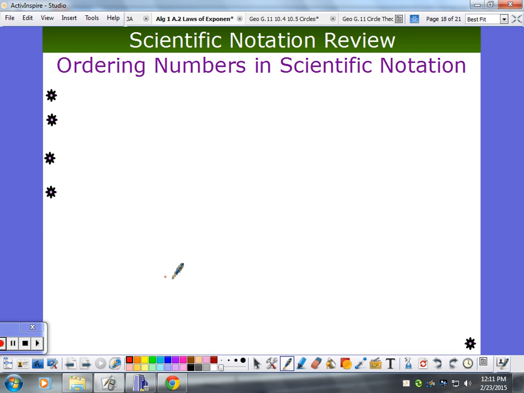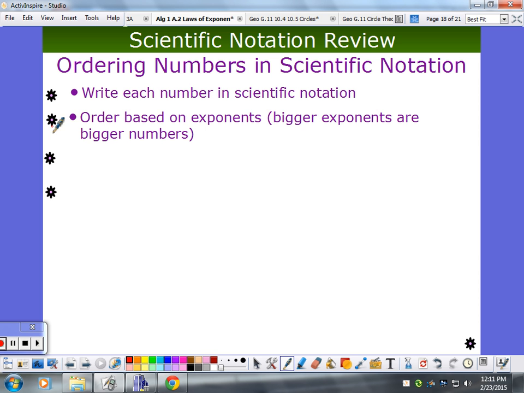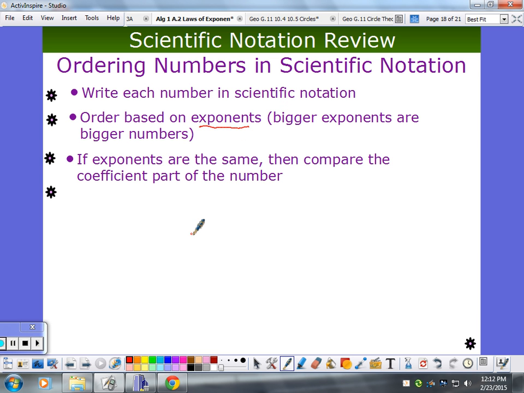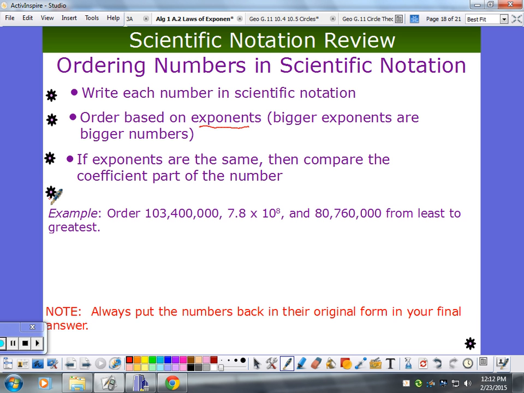Okay. Ordering numbers. Now we did a little bit of this last year too, I'm pretty sure. The easy way to do this is put every number in scientific notation. Order based on exponents. Bigger exponents have bigger numbers, right? Because you're multiplying by 10 that many more times. If the exponents are the same, you look at that coefficient part, that number between 1 and 10.